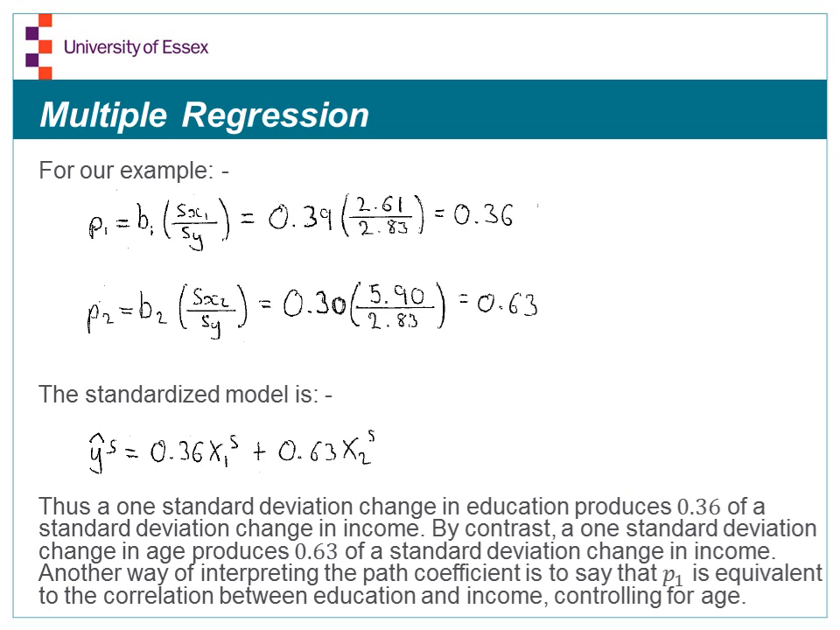Another way of interpreting the path coefficients is to say that P1 is equivalent to the correlation between education and income controlling for age. But it's quite nice that we can just talk in terms of standard deviations, and if I have one standard deviation change in one of my variables, how does that compare with a standard deviation change in some of the other variables that I may have in my model? So it's really just giving us more vocabulary, more language to be able to talk about the model that we're producing.